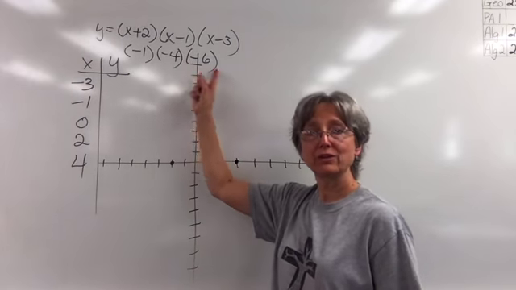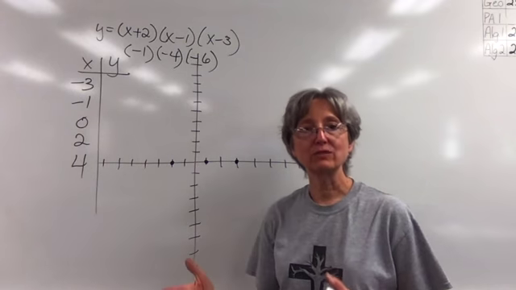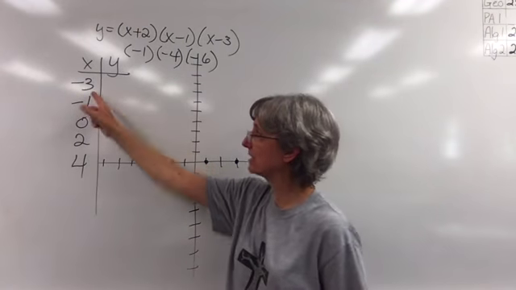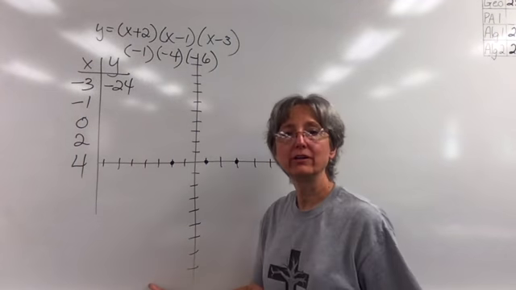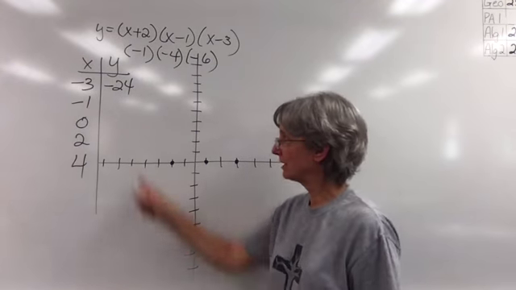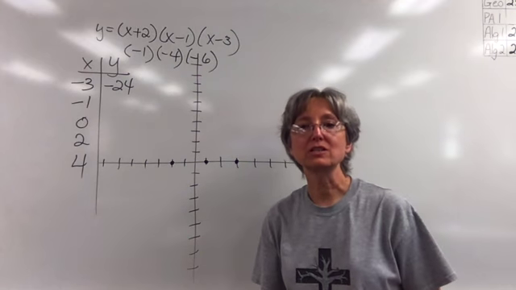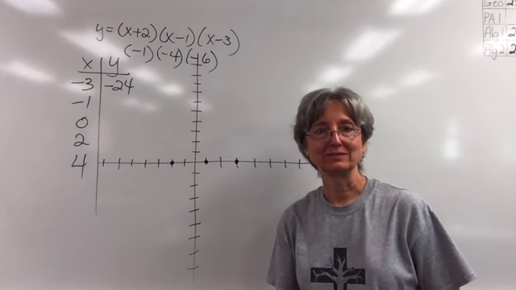When I multiply those 3 together, I get negative 24. So when x is negative 3, y is negative 24. That's way down here off my graph. Okay, let's do the same process when x is negative 1.